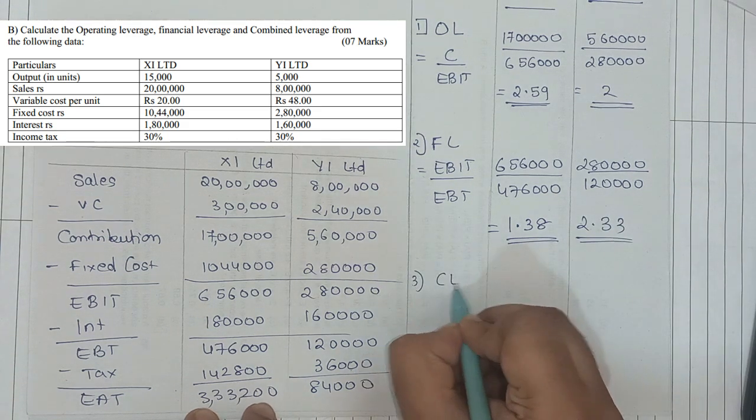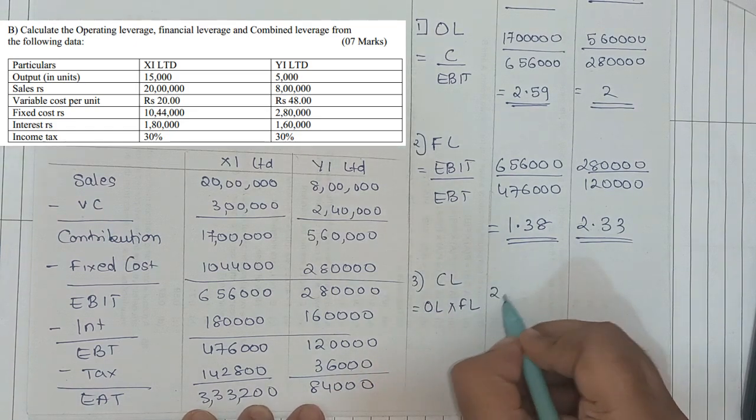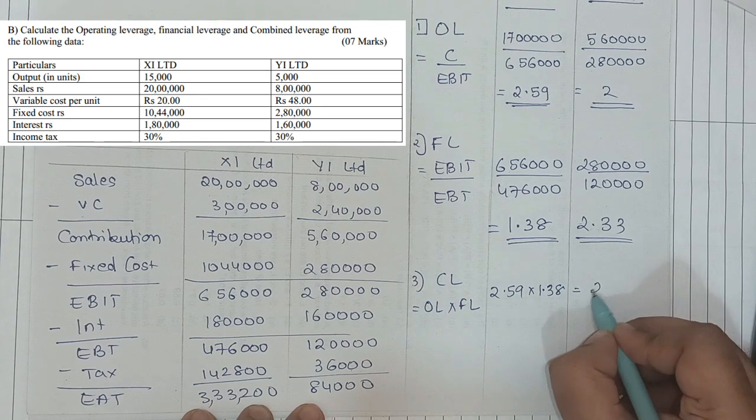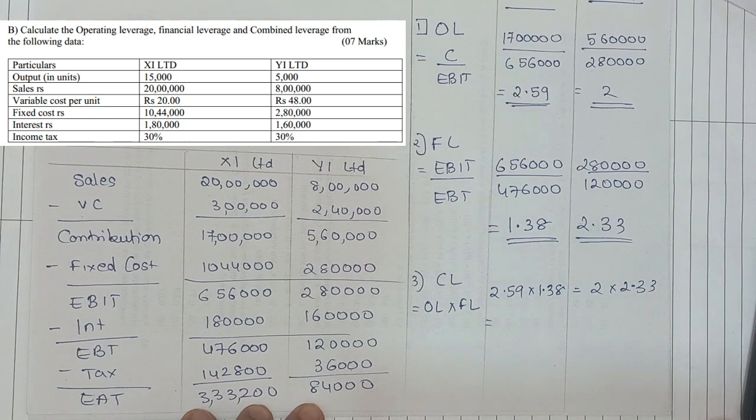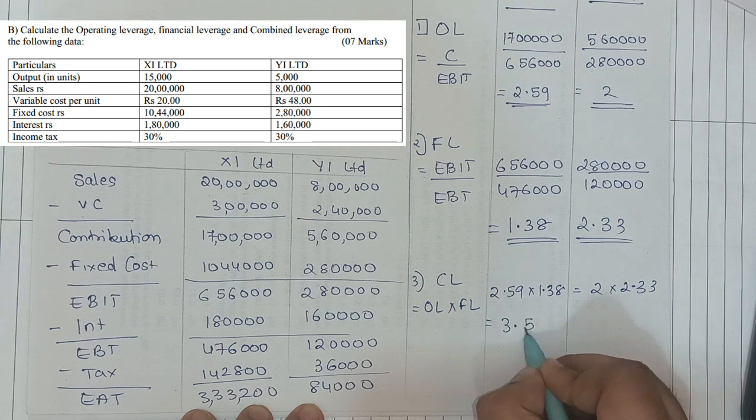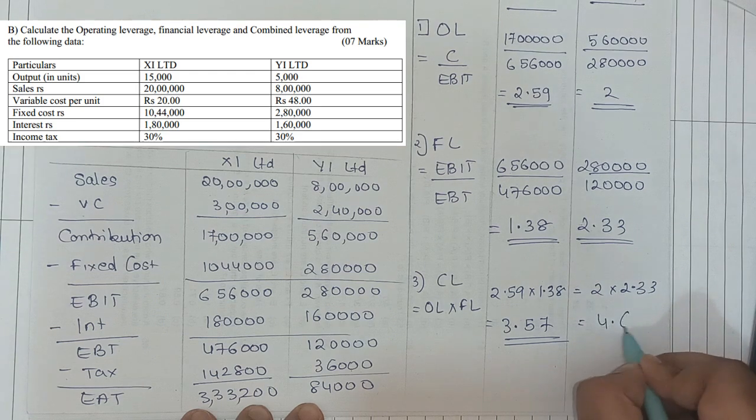Lastly, combined leverage, which is nothing but operating leverage into financial leverage. 2.59 into 1.38 is 3.57, and here 2 into 2.33 is 4.66.